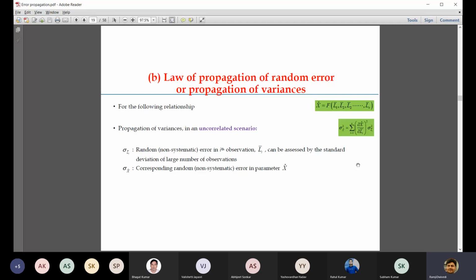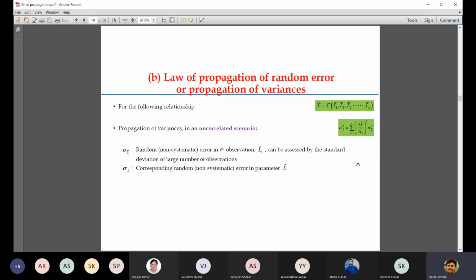If you have understood the concept very well, you can simply write sigma z square, because there is no other z2. Sir, there is no need to go for a matrix because we are talking about only a single variable, isn't it? Yes, very good. So now how many n are there? Two variables are there, so I would go from 1 to 2. Then sigma z square is the partial derivative of z with respect to x1 whole square multiplied by sigma x1 square, plus the partial derivative of z with respect to x2 whole square multiplied by sigma x2 square.